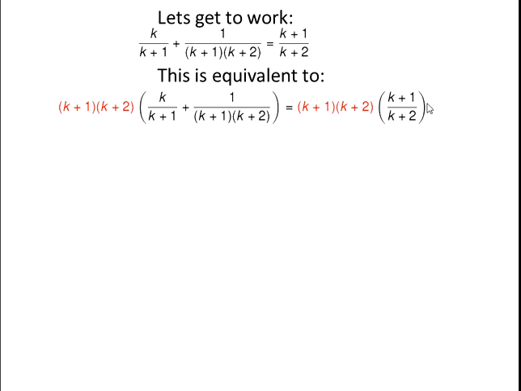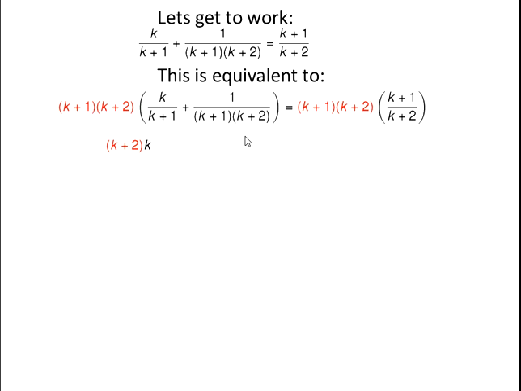So I'm going to get rid of my denominators. And again, this is legal. You just want to say this is equivalent to, and then you cancel out your denominators here. So what happens if I hit this with k plus 1 times k plus 2? Well, this k plus 1 is going to cancel out the k plus 1 in the denominator. However, it's going to leave this k plus 2 left over. So basically, I'm going to have k plus 2 times k. And these k plus 1s canceled each other out.